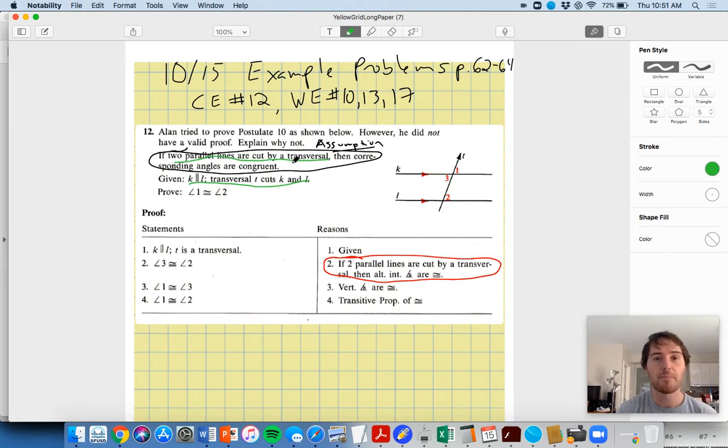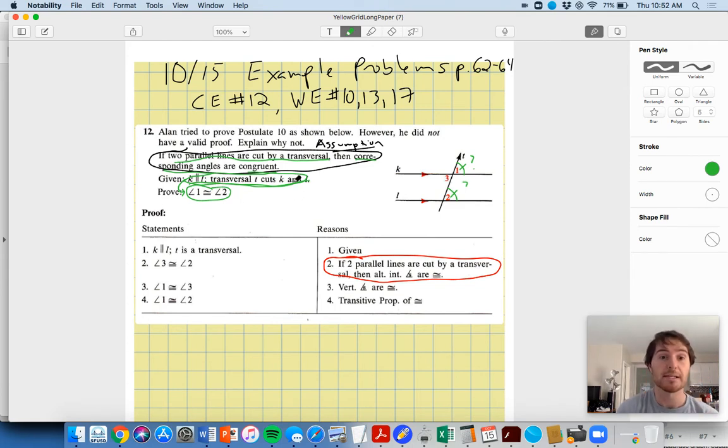If 2 parallel lines are cut by a transversal, cool, we get the parallel lines, we get the transversal, there we go. Then corresponding angles are congruent. Then what we can establish, by this postulate, is that angle 1 is congruent to angle 2. Those are our corresponding angles. So I'll put a little question mark here because the question is, can we turn this from a postulate into a theorem? Start with this. Can we end with that? And can we end with that as a fact, as a proven fact, as a theorem?